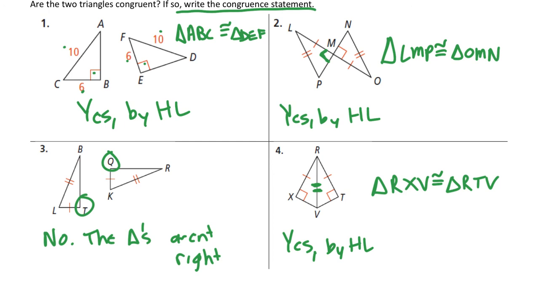So both triangles have to have right angles, hypotenuses have to be congruent, and whichever pair of legs that are corresponding have to be congruent. So, ready for some practice? We can move on to that next.